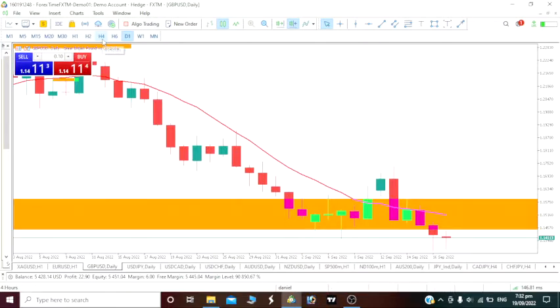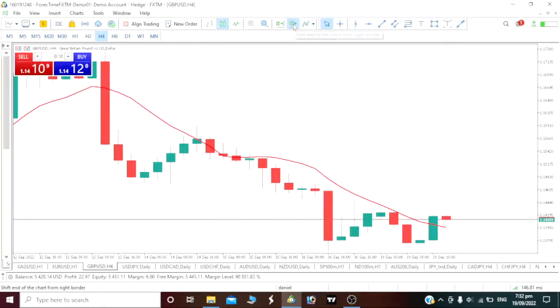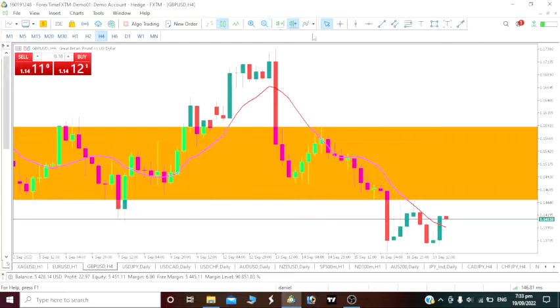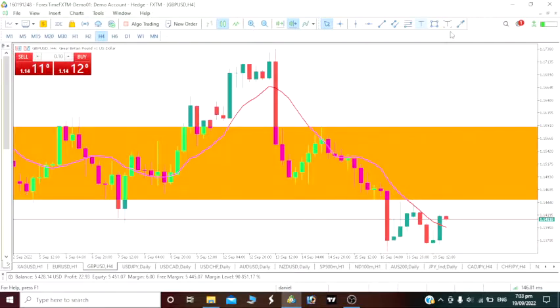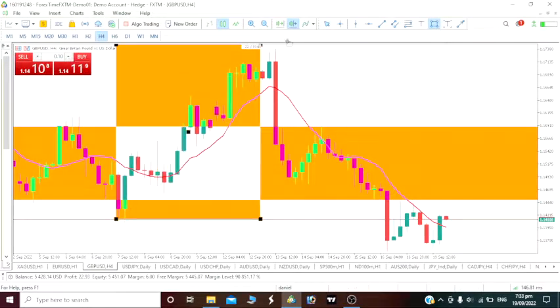Now, to actually place this trade, we would roll down to the 4-hour time frame. The 4-hour time frame is the best time frame to actually place a trade, at least for me. So we kind of see this impulse movement upward.